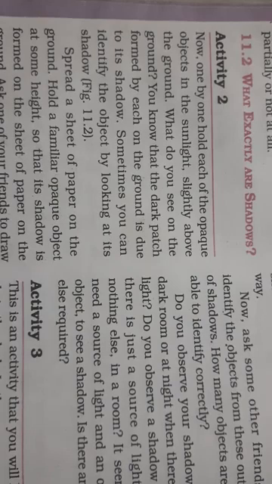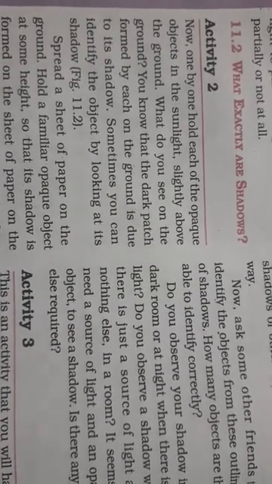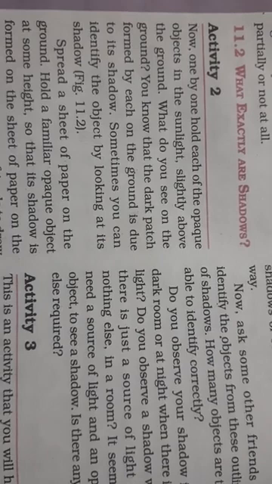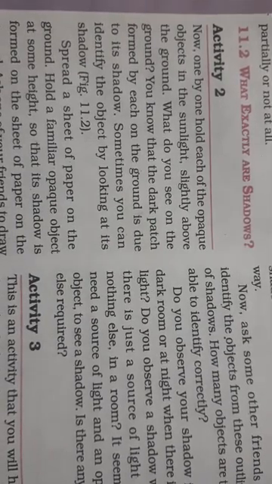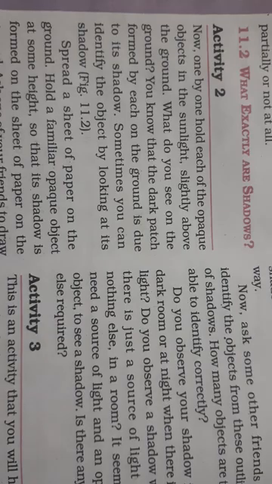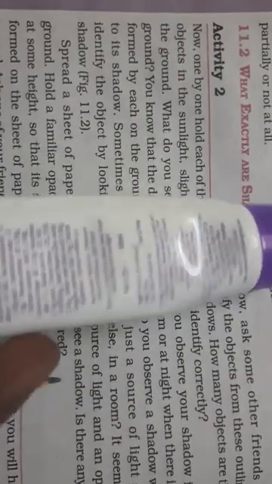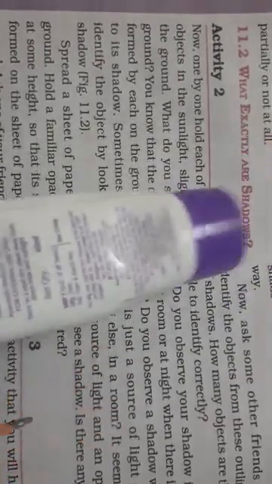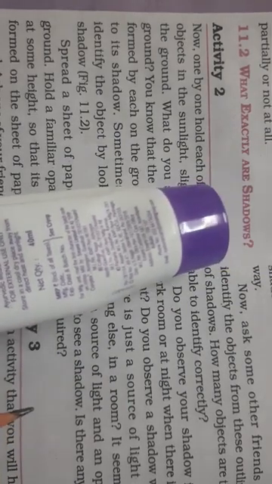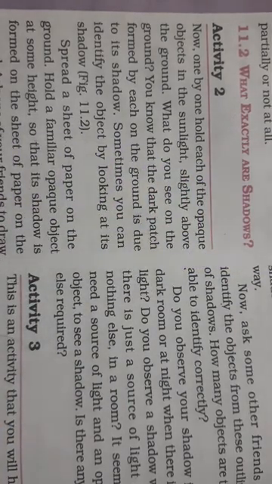See, shadows are formed when light is blocked by any opaque object. You have already studied about opaque objects. What are opaque objects? Opaque objects are the objects which do not allow light to pass through them. For example, see, this is a pencil box. This is opaque. This is a cream. This is opaque. It will not allow light to pass through it. So shadows are formed by opaque objects. Clear, children? And how are shadows formed by opaque objects?